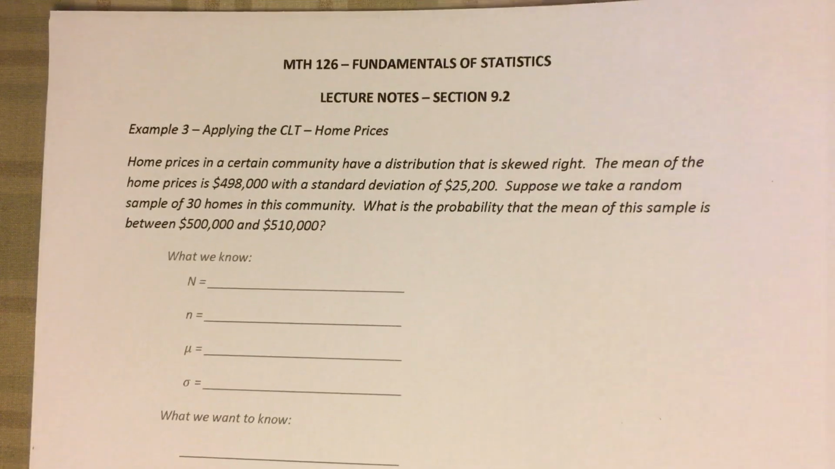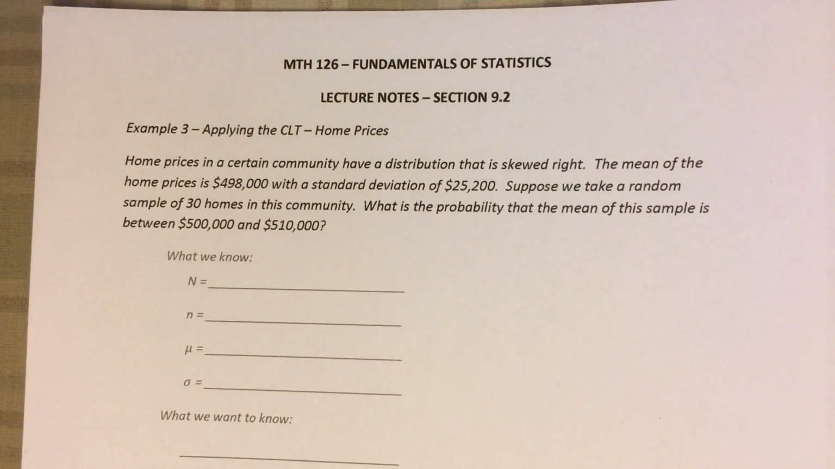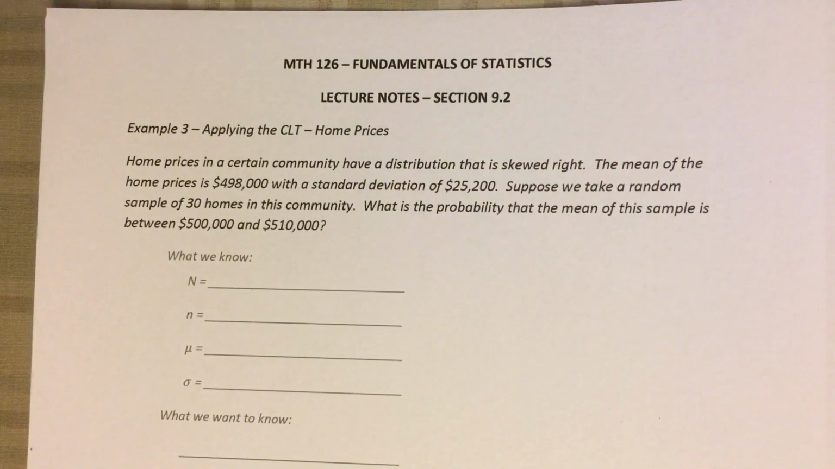All right, so let's look at another example. Home prices in a certain community have a distribution that is skewed right. The mean of the home prices is $498,000 with a standard deviation of $25,200. Suppose we take a random sample of 30 homes in this community. What is the probability that the mean of this sample is between 500,000 and 510,000?